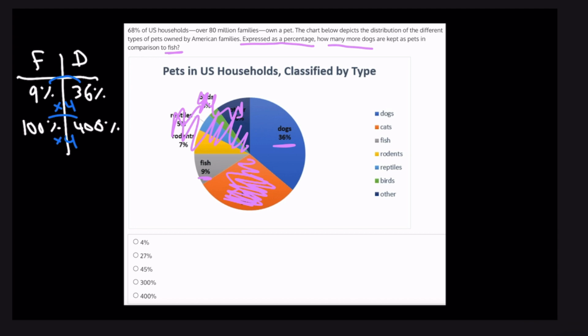Now, we're trying to understand how many more dogs there are, or what that difference is. So we go ahead and subtract. We do 400% minus 100. And that's how we get to 300% as the correct answer for this question.